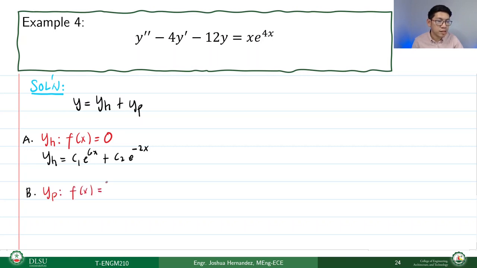So moving on to the next part, which is getting actually the yp, and that is when f of x is x e to the 4x. And from here, we can already identify, by inspection, what will be the form of our yp. We have here a polynomial expression and an exponential. So we know that this polynomial here can also be represented as a plus bx, right? And then of course, we copy yung e raised to 4x. So that will be the form of our yp.